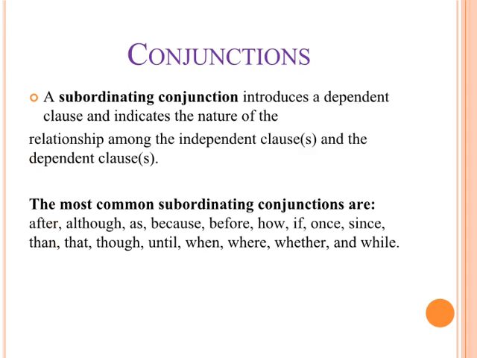A subordinating conjunction introduces a dependent clause and indicates the nature of the relationship among the independent clauses and the dependent clauses. The most common subordinating conjunctions are after, although, as, because, before, how, if, once, since, then, that, though, until, when, where, whether, and while.